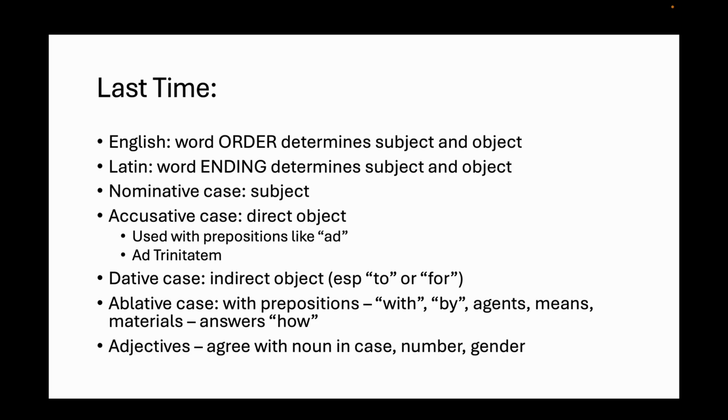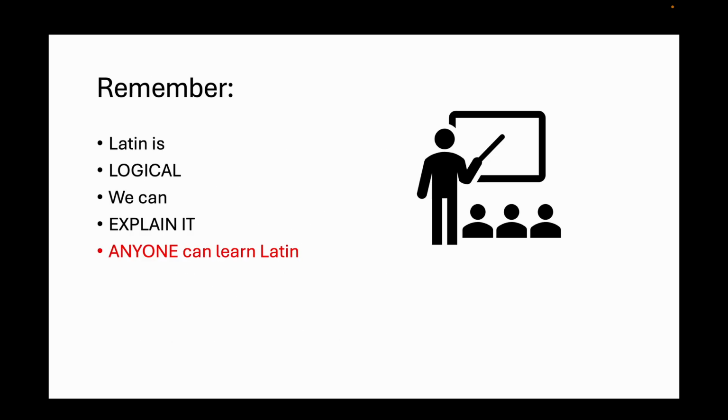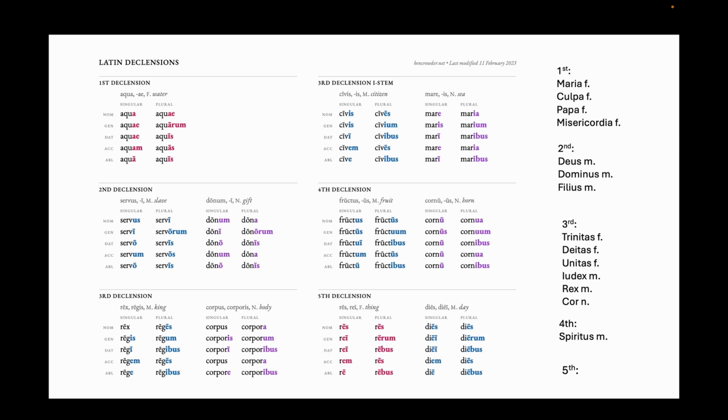It answers the question how. And then adjectives have to agree with the noun that they modify in case, number, and gender. So that was all last time. So let's do this time. Now remember, Latin is logical, so that means we can explain it, and so anyone can learn Latin.